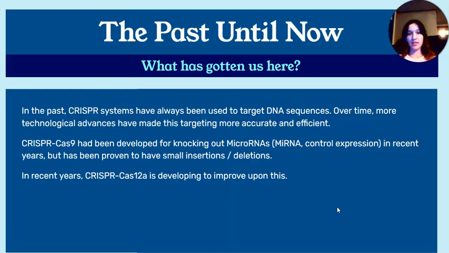In the past, CRISPR systems have always been used to target DNA sequences. Over time, more technological advances have been made to make more accurate and efficient additions to this. For example, CRISPR-Cas9 has been developed to knock out microRNAs, which are used to control gene expression. And in recent years, it's been proven to have smaller insertions and deletions. On the other hand, CRISPR-Cas12a has been improving upon this by having its wider range and its larger insertions and deletions.